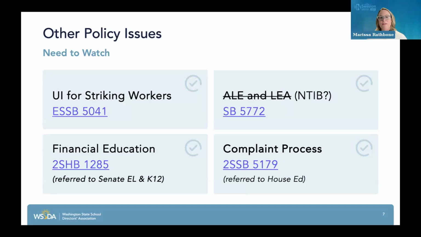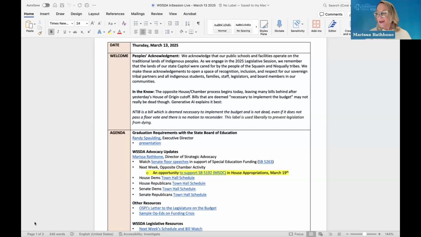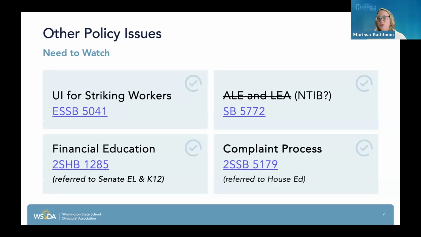Senate Bill 5772 would require that any school district whose student enrollment exceeds 33% ALE, so if more than 33% of your student enrollment are ALE students, then that would reduce your local effort assistance allocation. That bill did not progress to the Senate floor, but because it is one of those considerations for areas of cut outside of basic education, which is protected, we may see this as necessary to implement the budget.